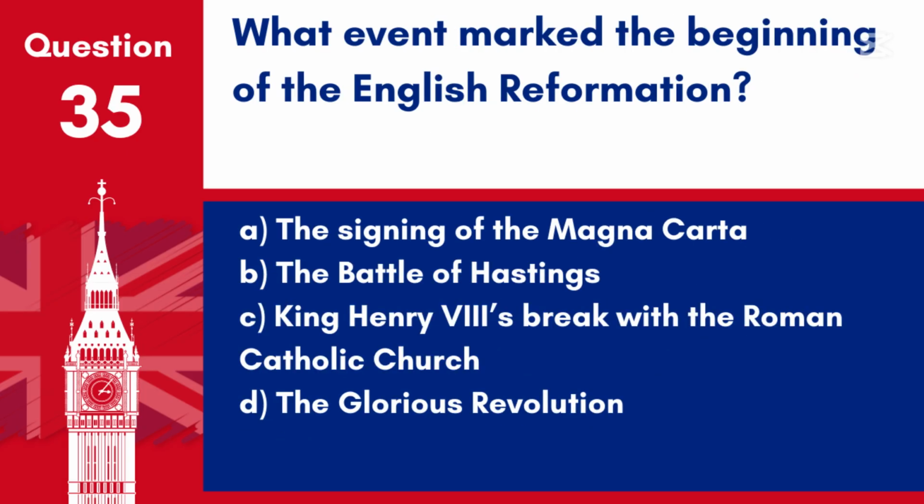Question 35. What event marked the beginning of the English Reformation? A. The signing of the Magna Carta. B. The Battle of Hastings. C. King Henry VIII's break with the Roman Catholic Church. D. The Glorious Revolution.